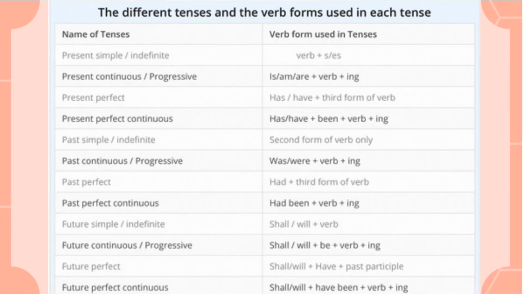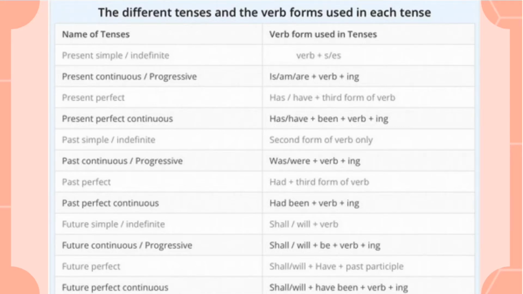Let's take a look at the different tenses and the verb forms used in each tense. In simple present or present indefinite, we use the first form of the verb and s or es if it's singular. In present continuous or present progressive, we use is, am, are plus the first form of the verb plus ing. In present perfect, we use has or have plus the third form of the verb. In present perfect continuous, we use has or have plus been plus the first form of the verb plus ing.